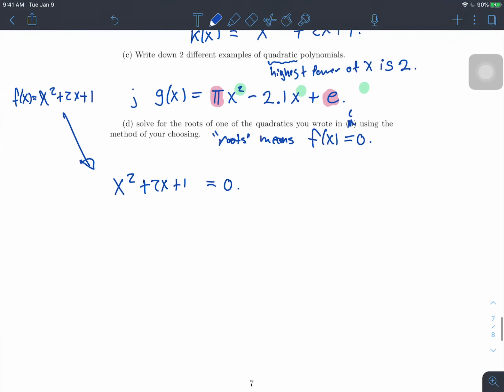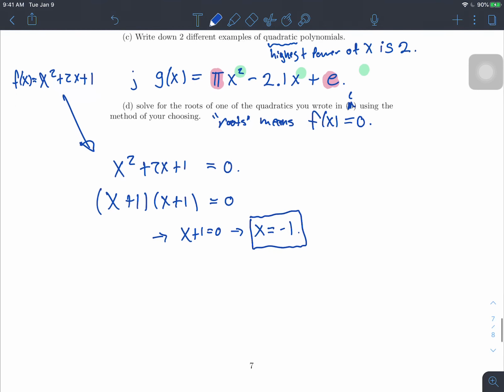Now I can solve this one of two ways. I can factor it, or I can use the quadratic formula. We'll do it both ways real quick. If I were to factor this, it factors as x plus 1 times x plus 1 equals 0. This means that x plus 1 is equal to 0 implies that x equals -1. Okay? So x equals -1. That's what we call a double root.